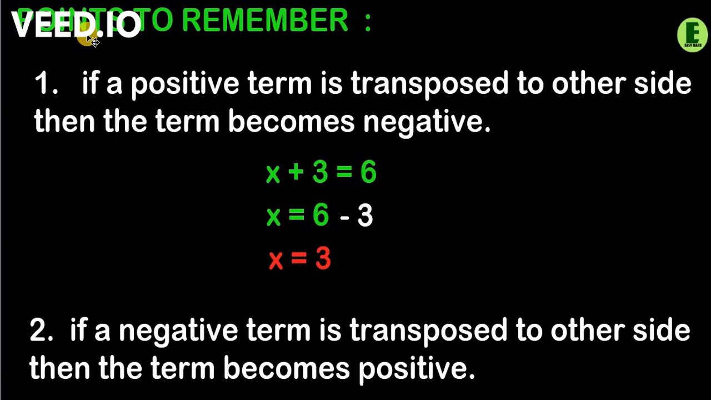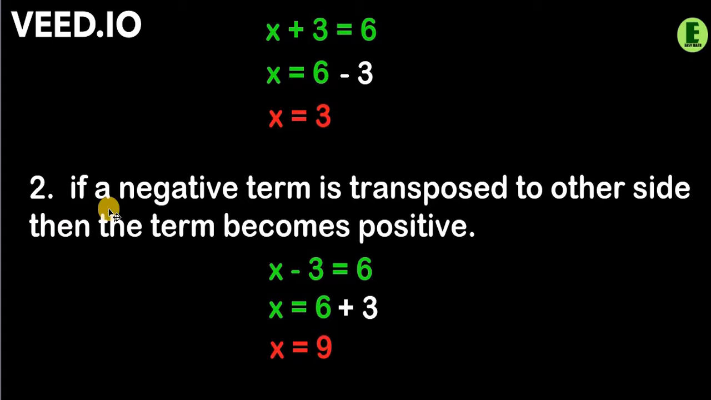To find the value of a variable, there are a few things we need to remember. If a positive term is transposed to the other side, then the term becomes negative. Here we have an equation which says x plus 3 is equal to 6. So when we are transposing plus 3 to the other side, it becomes minus 3. So we have x is equal to 6 minus 3. On solving, we have x is equal to 3.